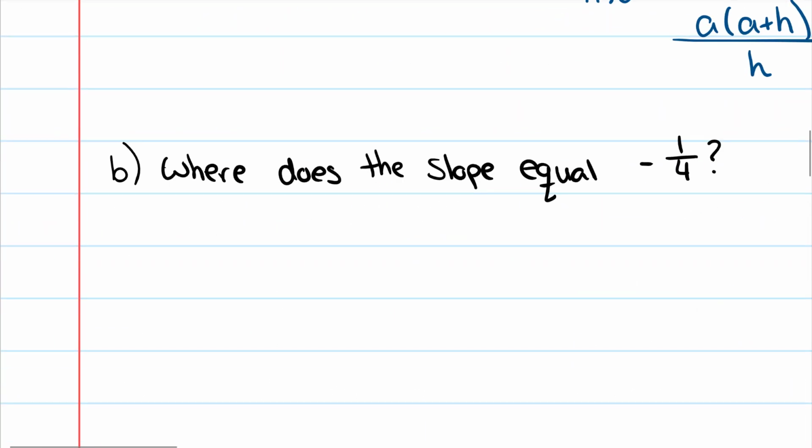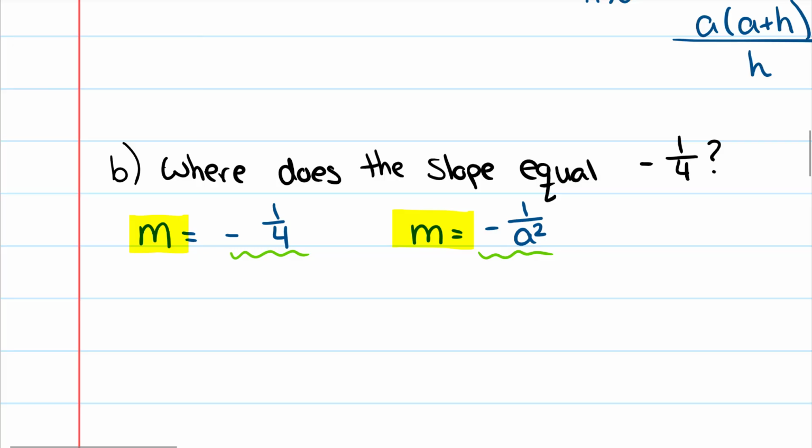So part B asks, where does the slope equal negative 1/4? So we want slope to equal negative 1/4, and we have our equation for slope is negative 1 over a squared. So since this is slope and this is slope, all we have to do is set the negative 1/4 equal to negative 1 over a squared.